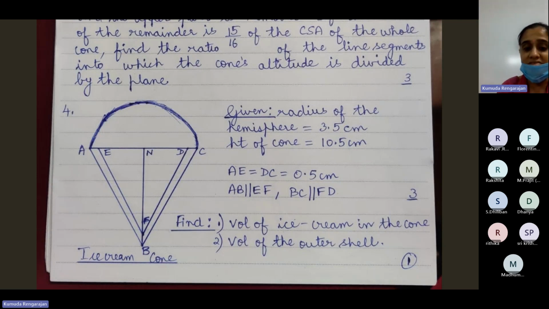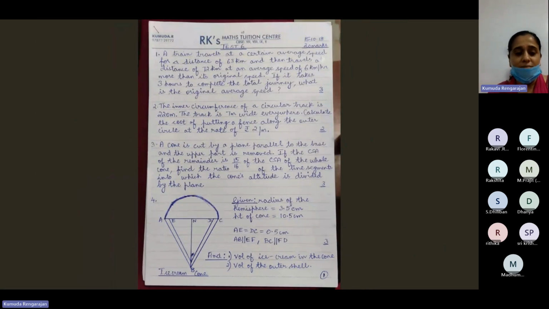So the question is find the volume of the ice cream in the cone. The volume of the ice cream in the cone is the volume of the inner cone plus the volume of the hemisphere. Now for the inner cone, do we know the radius and height? We can find out. I'll just explain and then show you the answer slide, children. You can help yourself using that one.